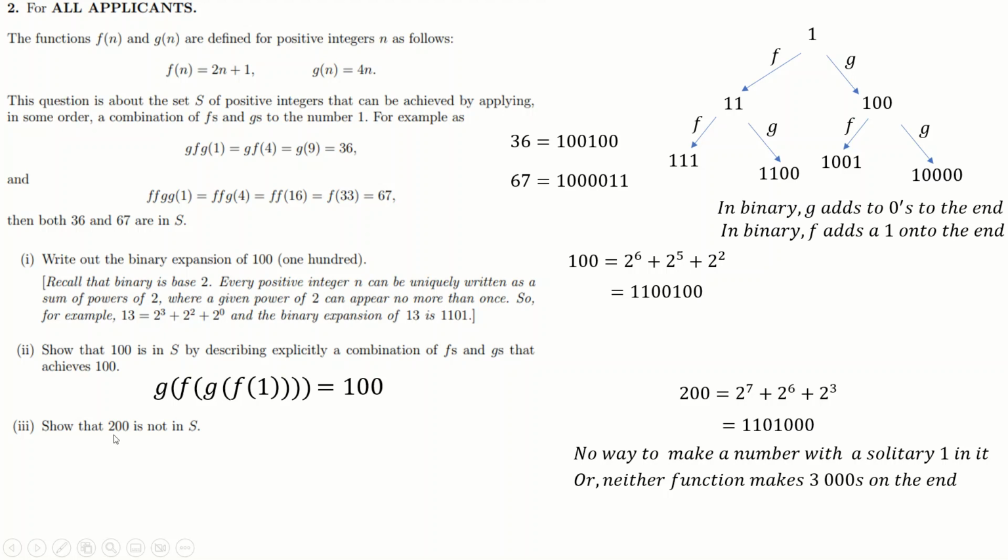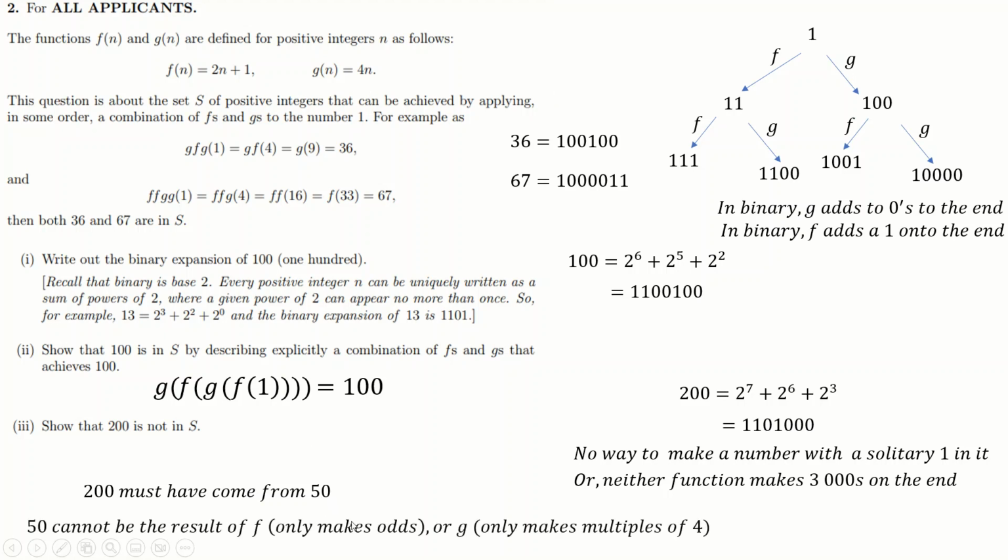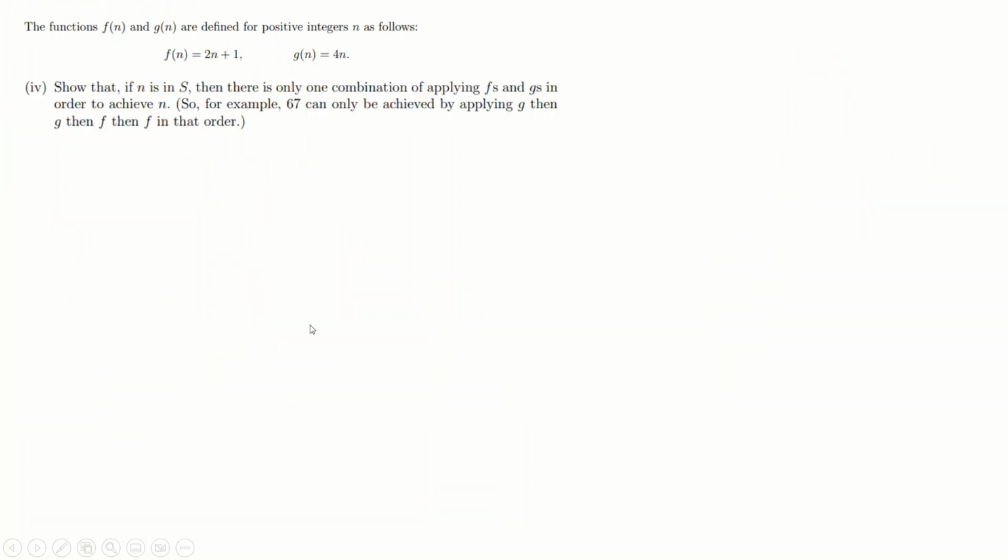And then I realized, actually, if you just stuck to regular numbers, you can think, well, 200 is even, so you must have applied g last. And you must have applied it to 50. But the thing is, you can't make 50, but 50 is even, so it couldn't have been this function that got you 50. But it couldn't have been this one either, because 12.5 times 4 is 50, and you can't use 12.5, so nothing makes 50. So that was a much easier way of explaining why 200 wasn't in it, but I was proud of myself for using binary.